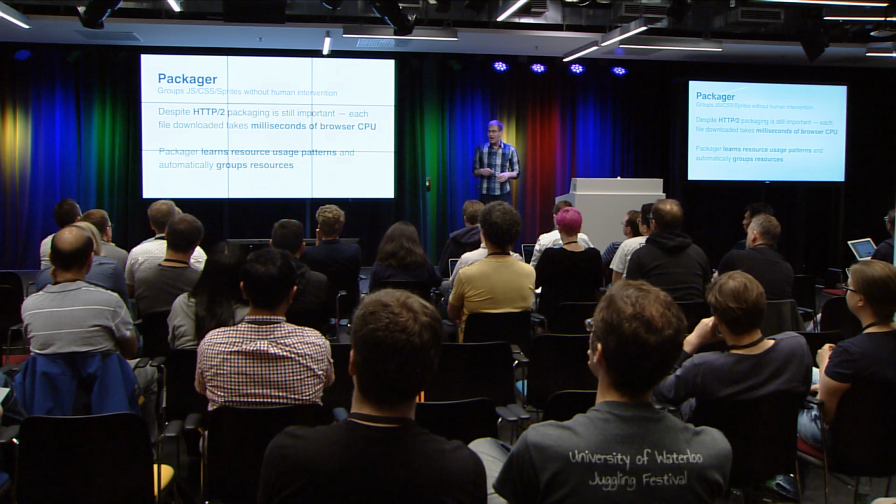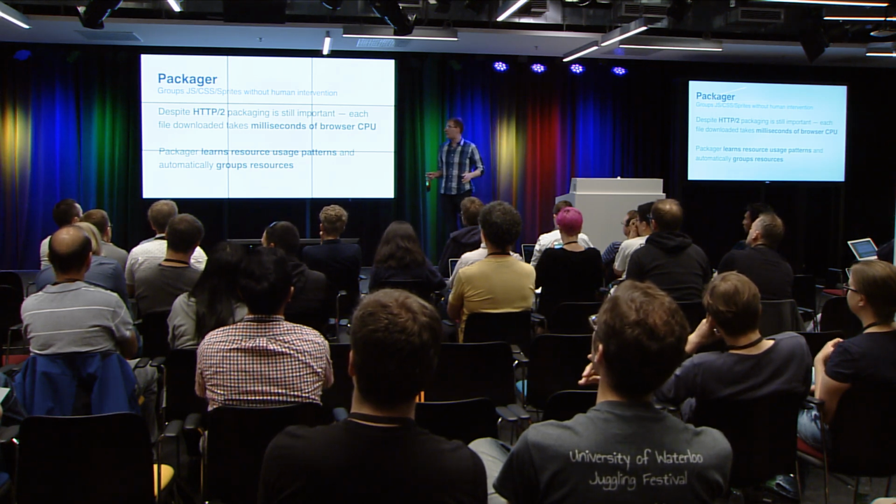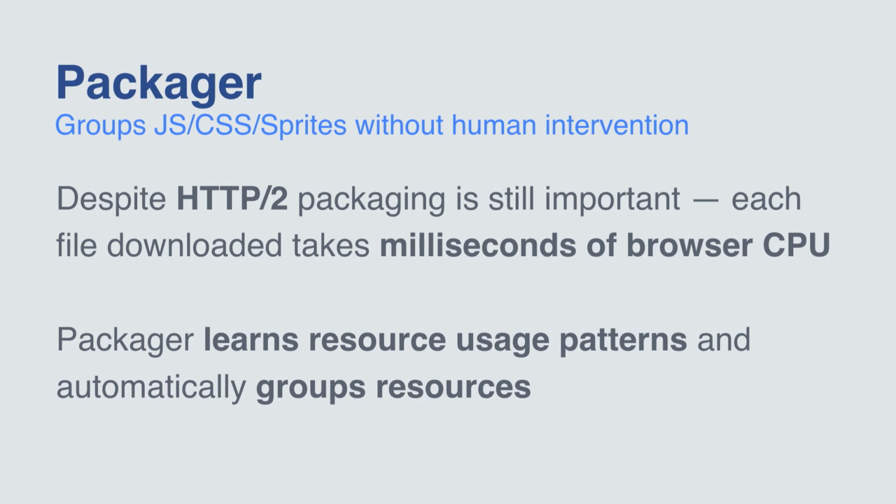Now, I sort of skipped over something here, which was that I went from the awesome package to package.a.css, and I didn't tell you how I got from point A to point B. And what we've discovered is that even though you've got HTTP2, packaging is still really, really important. There's so much overhead in going through all of the IPC within the browser that you're spending milliseconds of CPU every time you download something, even if it's in the cache.